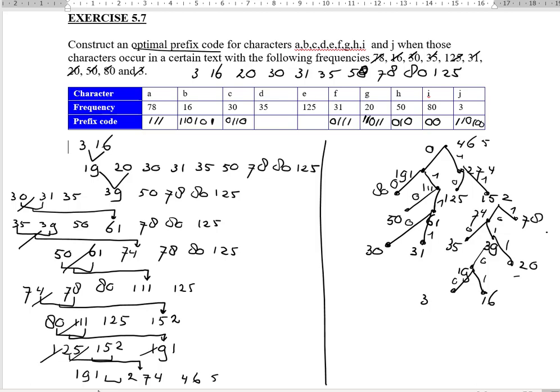And then we have 78, it's 1, 1, 1. 35, where did we find our 35? That's this one here. So that is 1, 1, 0, 0. And then 125, that's a high one here, so it should be a short path. It's 1, 0. Okay, and in this way we find an optimal prefix code for sentences with the following frequencies. So where a lot of E's happen and a lot of I's happen.